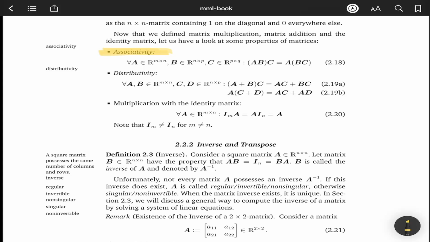And then we have the second one, distributivity. It says that we have matrices A, B, C, and D. What they say is you can group out the matrix. It's like, even when you have different terms and just doing simple math, you can group out C. So you can do the addition first and then you can multiply with C.